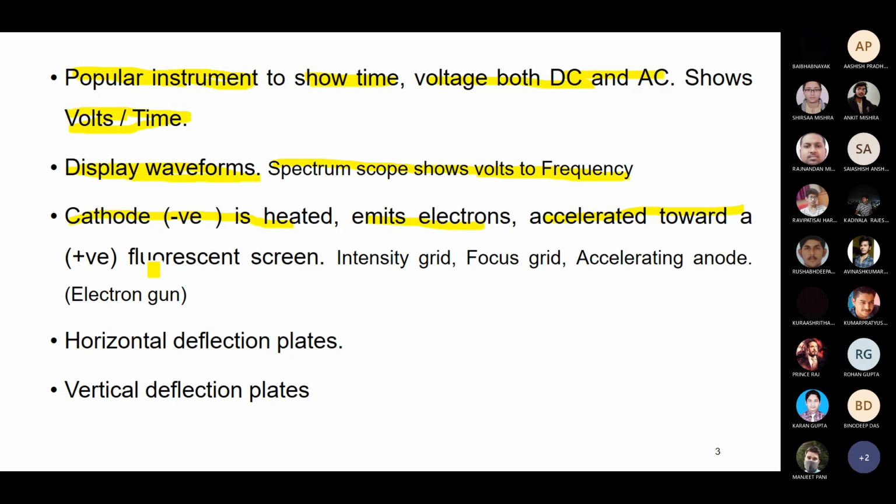In between that path, normally there are two vertical plates as well as two horizontal plates. That is written over here, along with the accelerating anode. So what are the important things? Intensity grid, focus grid, accelerating anode, or electron guns, I am coming to that. Before that, the horizontal deflection plate and vertical deflection plate. After that I will tell you about them.